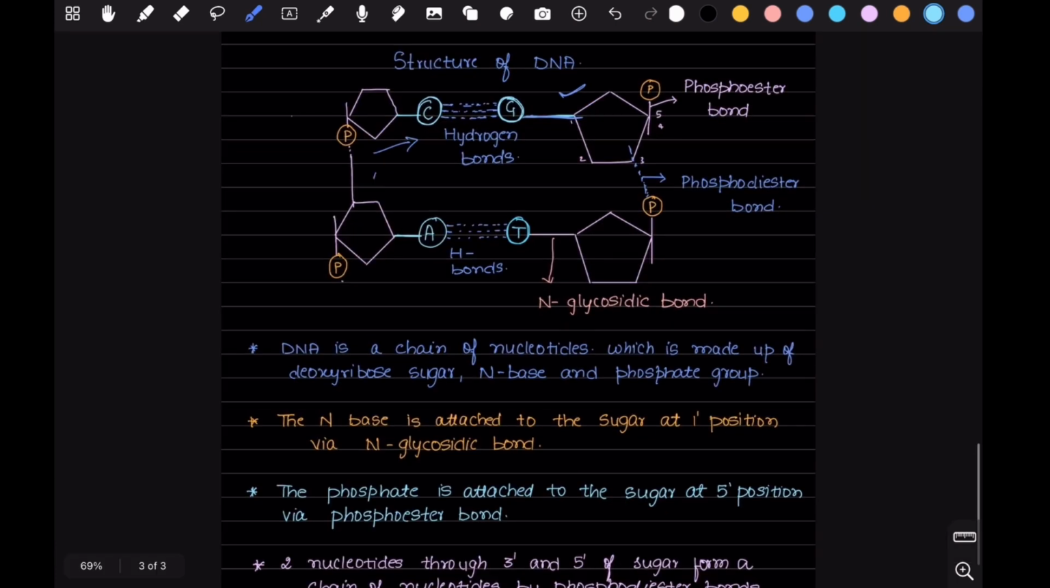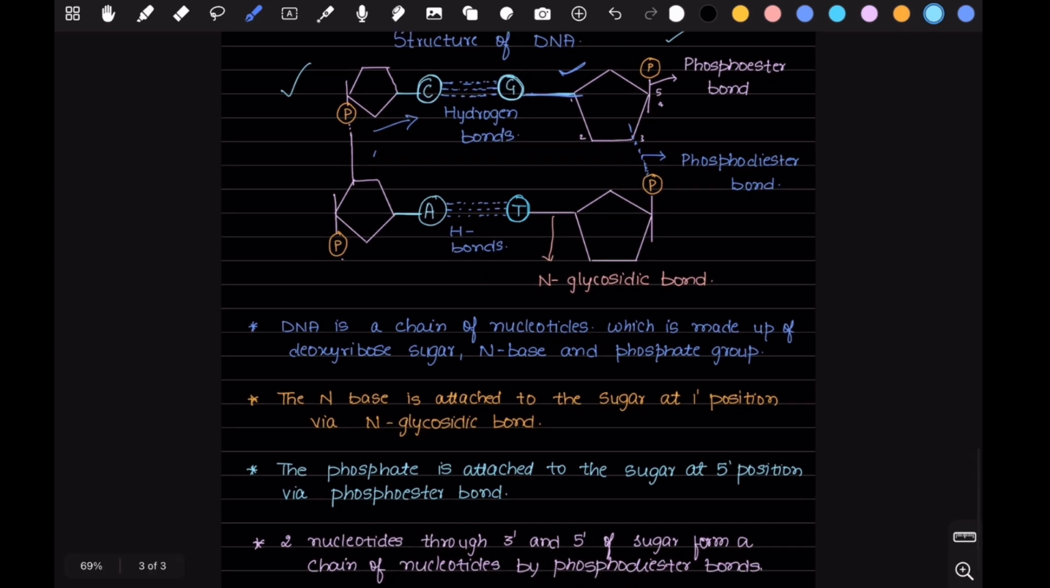We have two strands of DNA over here, and it is a chain of nucleotides. The first point is DNA is a chain of nucleotides which is made up of deoxyribose sugar, nitrogenous base and a phosphate. Second point, the nitrogenous base is attached to the sugar at the first position via an N-glycosidic bond. The bond between the sugar and nitrogenous base is called the N-glycosidic bond.